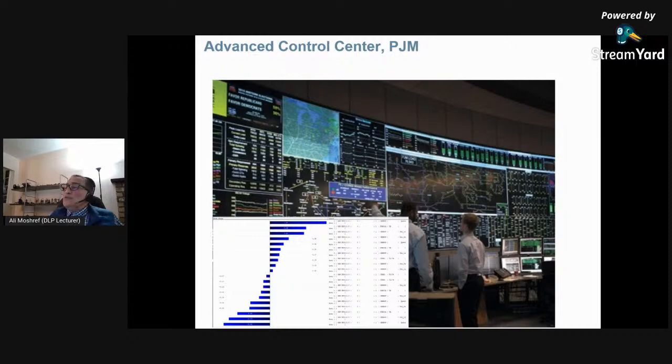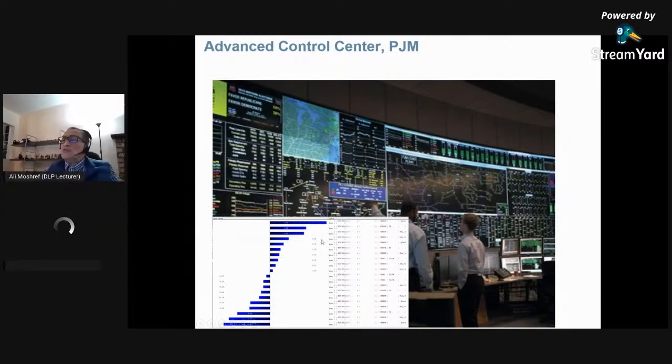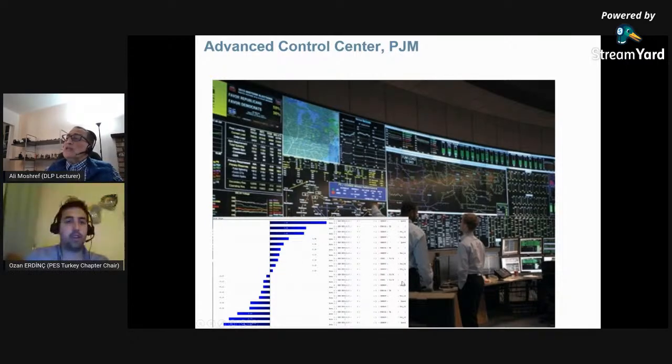I will keep continuing. This shows a control center. This is where people start sweating in terms of how to run the system, and they monitor the system. For example, on the lower part, through analysis, it shows certain generators swinging against others. This is done through eigenvalue analysis in real time.